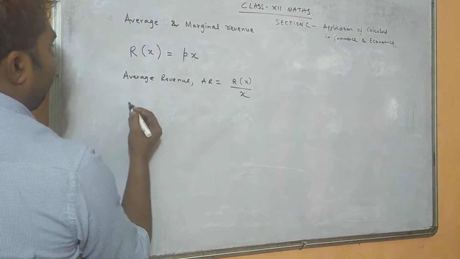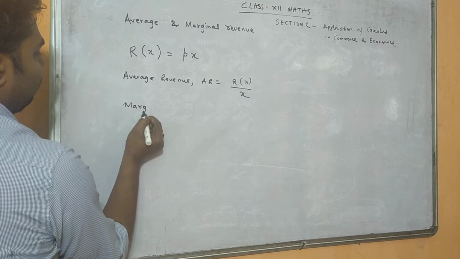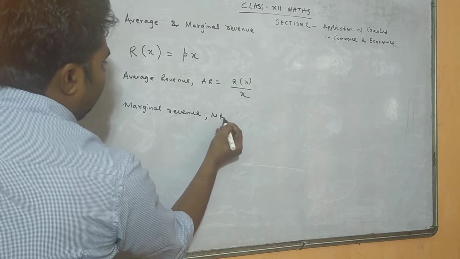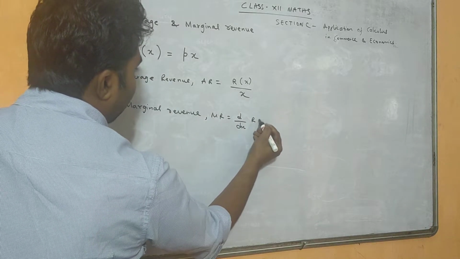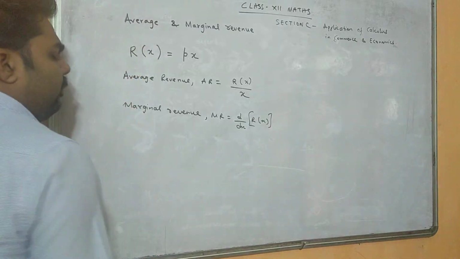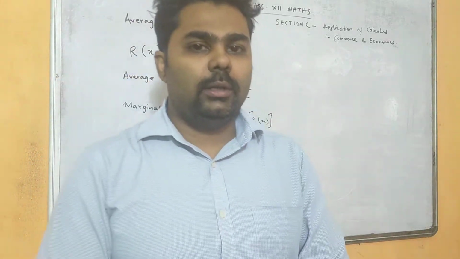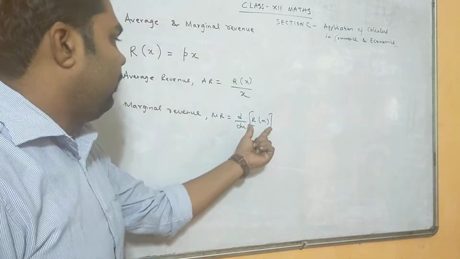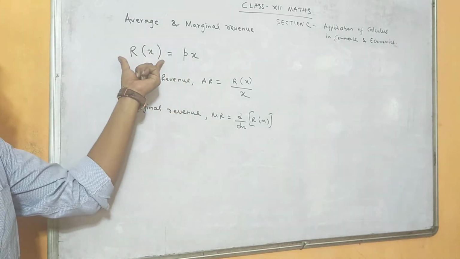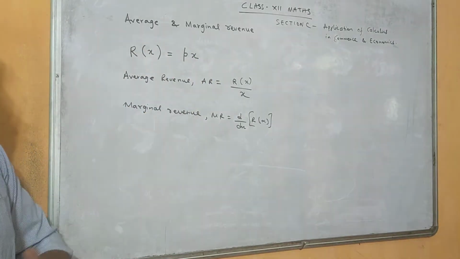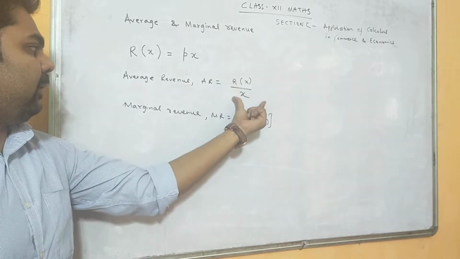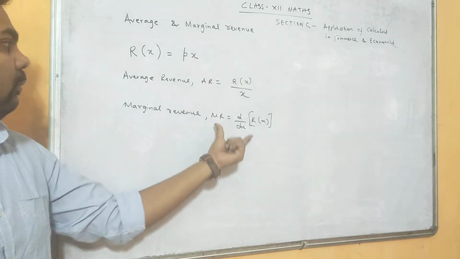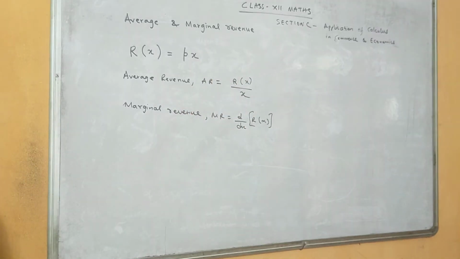Next we have marginal revenue. Marginal revenue is given by d/dx of the revenue function. Like when we found marginal cost, we differentiated the cost function. Similarly here, marginal revenue means differentiation of the revenue function, right? So three formulas: revenue function equals p into x, which we have seen before also; average revenue equals revenue function divided by x; and marginal revenue equals differentiation of total revenue. These are the formulas that will be used in this exercise.